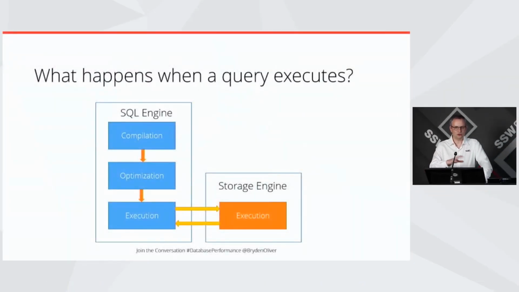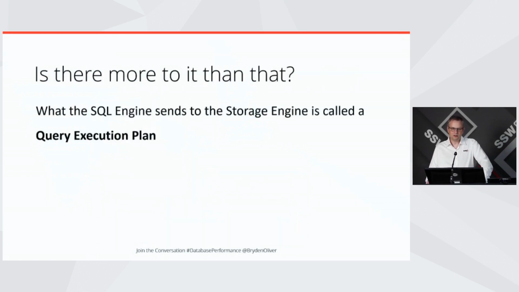So what we do is we compile the query, which is pretty simple. Then we optimize it to try and figure out what are the best steps to take to get you the data back, and then we execute it. And as it happens, it then passes instructions to the storage engine, which then executes all of the things in your query. Okay, so there must be more to it than that. Well, one of the key things we want to know is that the piece the SQL engine uses to send stuff to the storage engine is called a query execution plan.